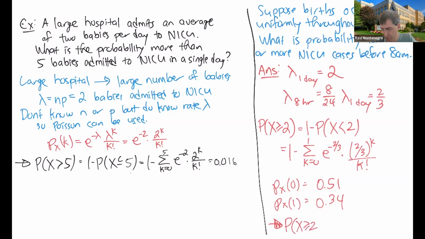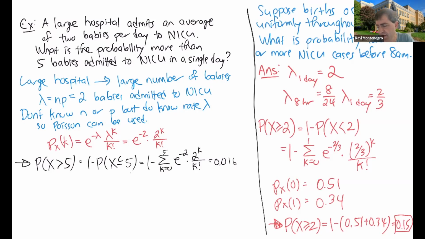The chance that there were two or more cases. One minus 0.51 plus 0.34. That will be about 15%. Now that's a reasonably high fraction. In terms of ratios, that's about 1 in 6. So every week there should be a day where this happens. So they definitely need a contingency plan to staff the NICU a little more.